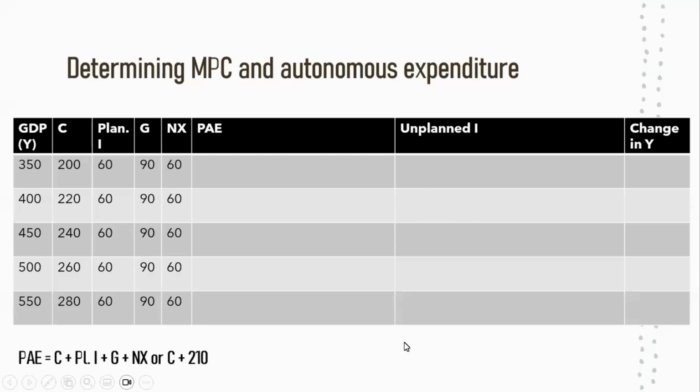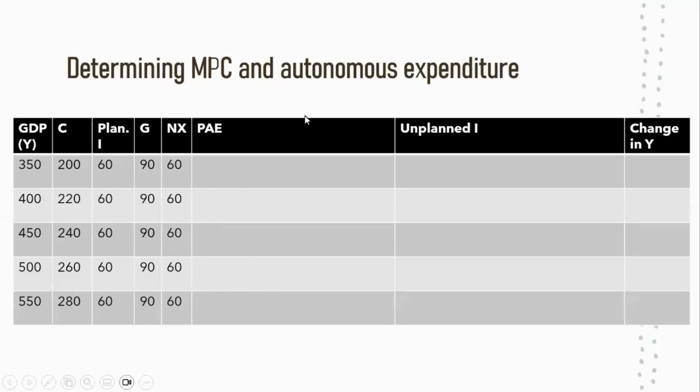Then we are going to begin by calculating PAE, which we know to be consumption plus planned investment plus government spending plus NX, or C, which we see all changes all throughout the different GDPs, plus the 210 that we can find by adding 60 plus 90 plus 60. And as we can see, these are all the same all throughout the table going down.